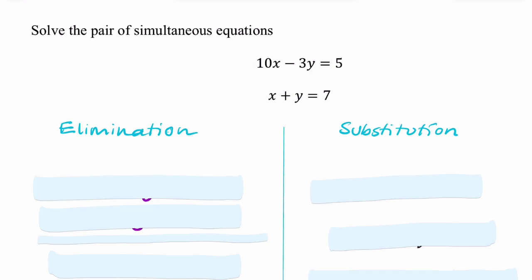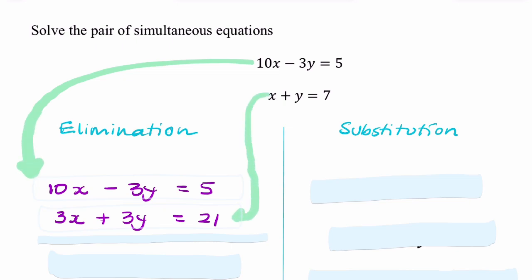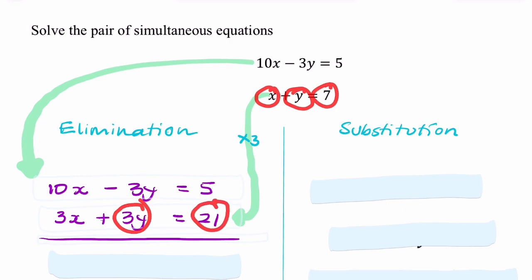So I'm going to multiply this equation by 3 so that I get a 3y here, and that's how I'll eliminate y. So this equation is unchanged, but this equation, the second one, I've multiplied by 3. So I multiply the x by 3, I multiply the y by 3, and I multiply the 7 by 3.